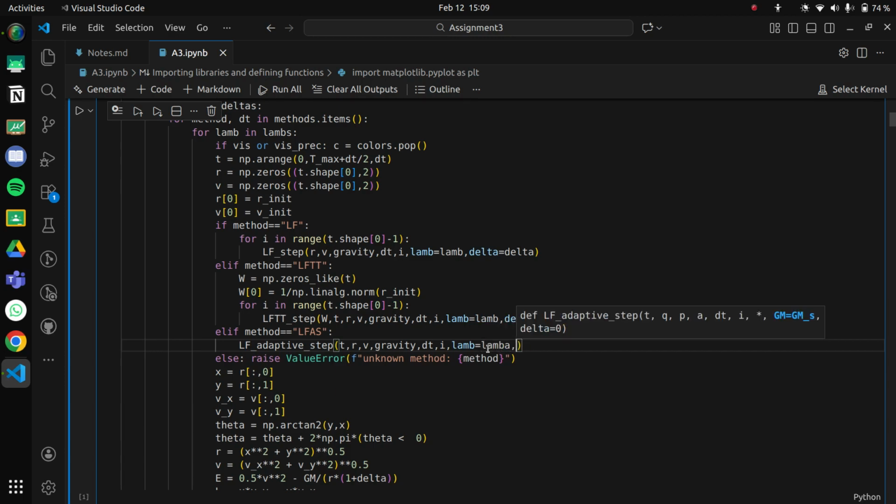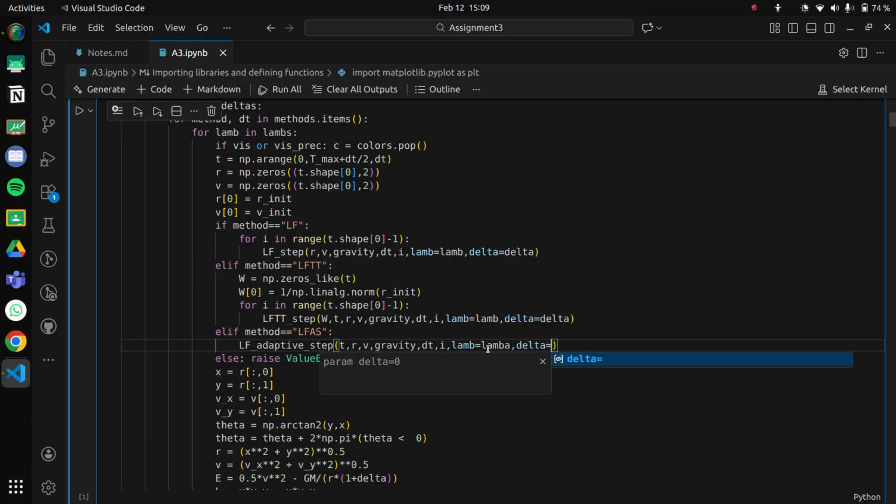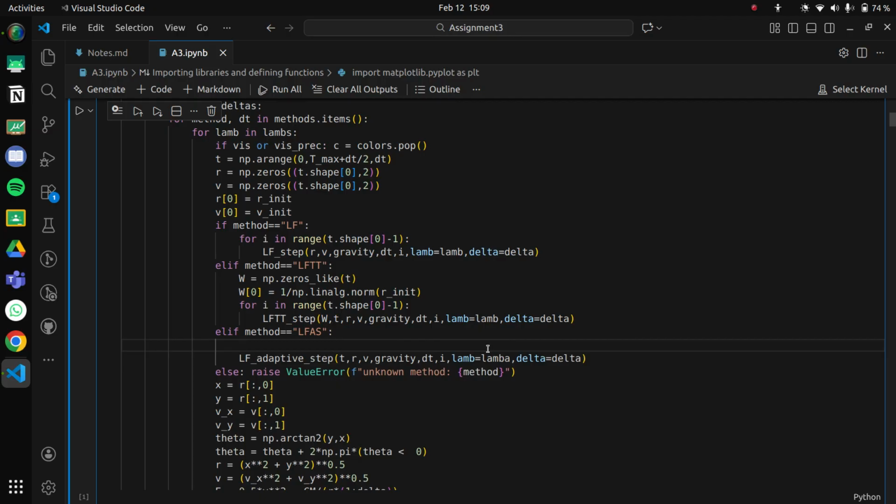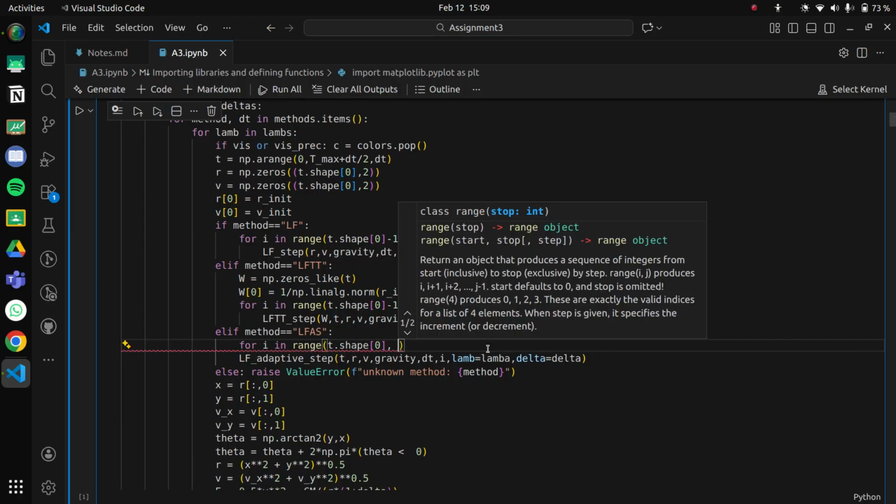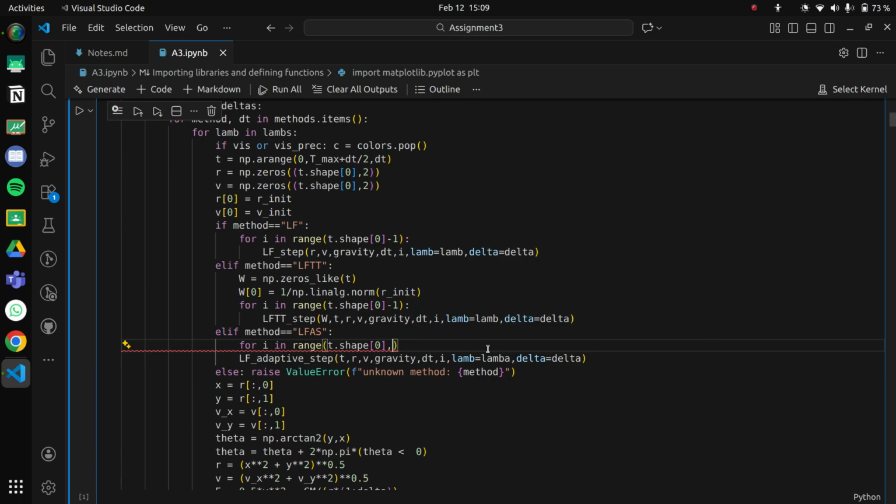So lambda is another thing which we will come to later. It's the general relativistic correction to gravity. Okay, delta is delta. That's our modified gravitation, right? And once again, I'm going to wrap it in a for loop. So for i in range t dot shape 0, basically the number of rows, minus 1. So we're doing minus 1 because in the last one there's no way to update the next one, because the next one doesn't have memory assigned for it.